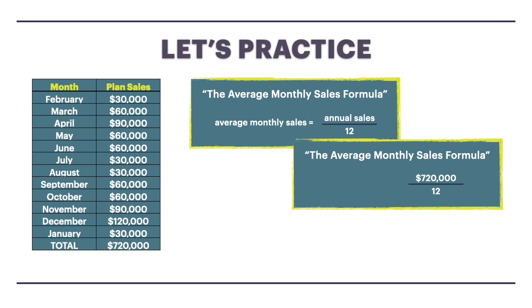Now let's calculate our average monthly sales. To calculate our average monthly sales, we need to take our annual sales and divide that by the number of months in a year, which would be 12. So now we want to plug our data into the formula. We'll take $120,000 and divide that by 12. This gives us a total of $60,000.